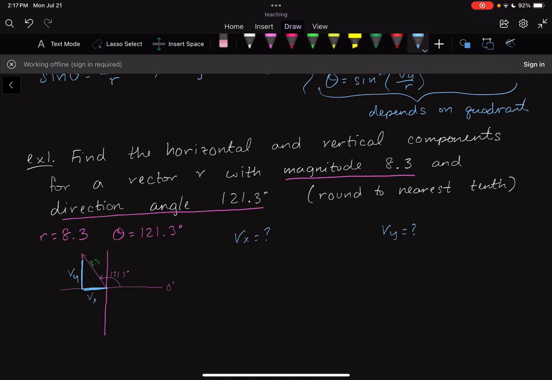So I'm going to use the formulas that we had earlier. So Vx is equal to R cosine theta. Vy is equal to R sine theta. And now I'm just plugging in. So I have 8.3 times cosine 121.3 degrees. Over here I'll have 8.3 times sine 121.3 degrees.